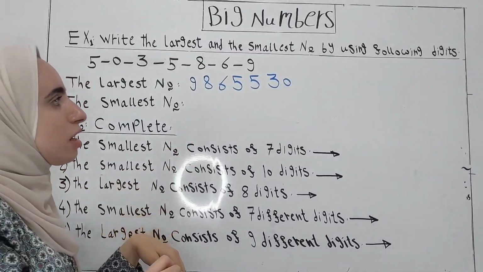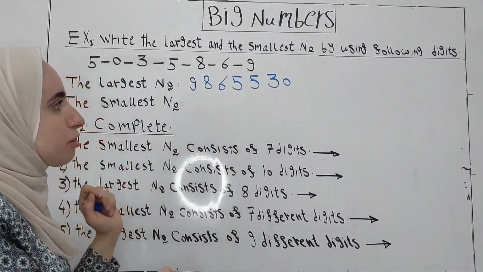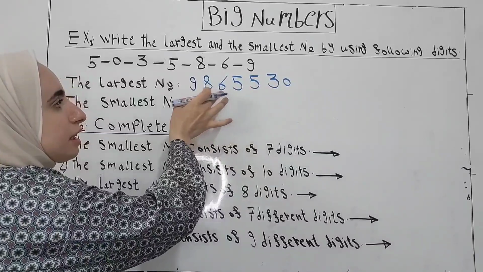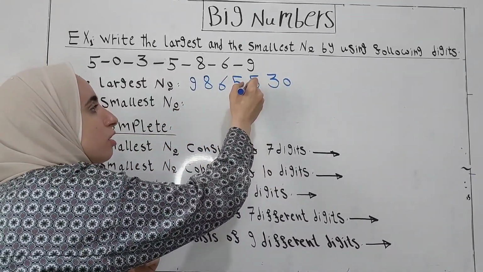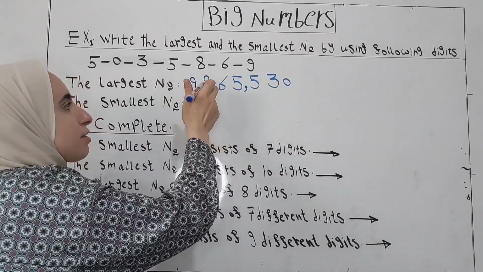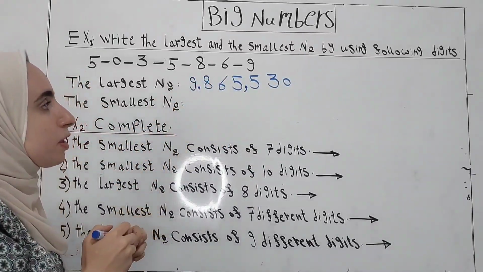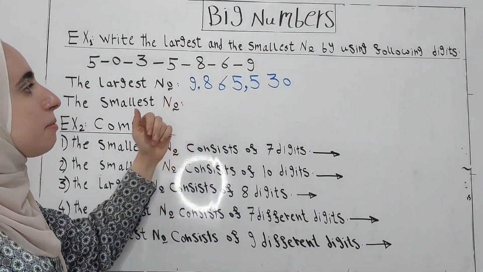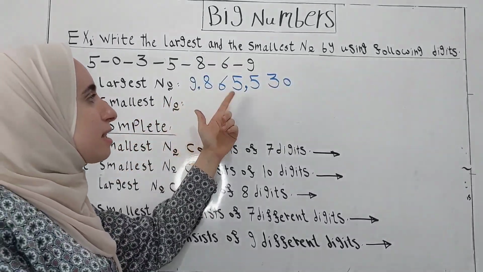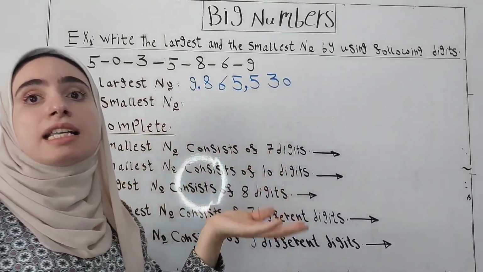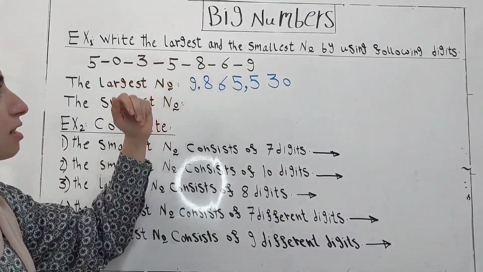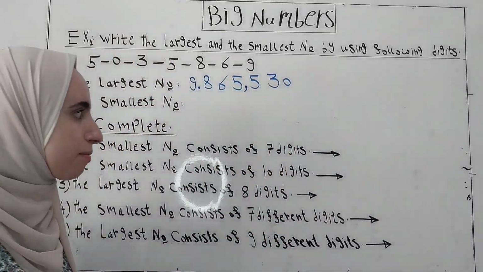Finally, we use commas to separate each 3-digit period from the right, going to the left. Let's count with me. 1, 2, 3, comma. 1, 2, 3, comma. So 9,865,530 is the largest number consisting of these digits.